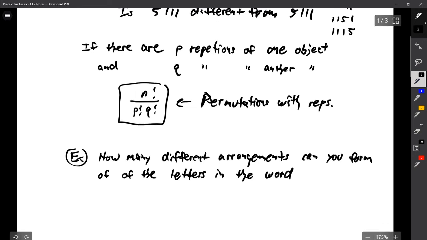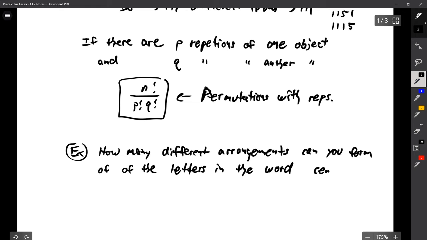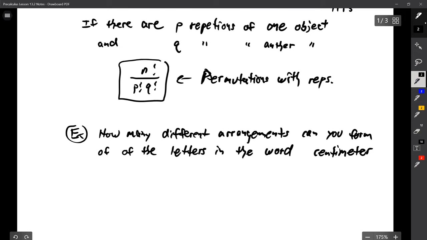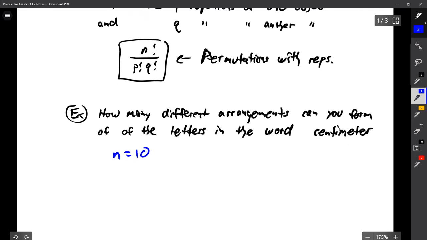That's a good one. And the word centimeter. All right, so what we do is we look at how many total letters there are. So 1, 2, 3, 4, 5, 6, 7, 8, 9, 10. So n equals 10 because there are a total of 10 letters. And we look at how many repetitions there are. Well, for E, how many E's are there? 1, 2, 3. There are 3 E's, right? What other repetitions? We have a repetition of the letter T. There are 2 of those.